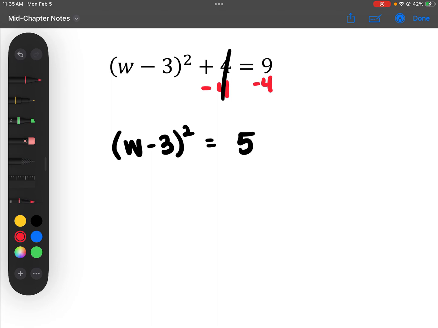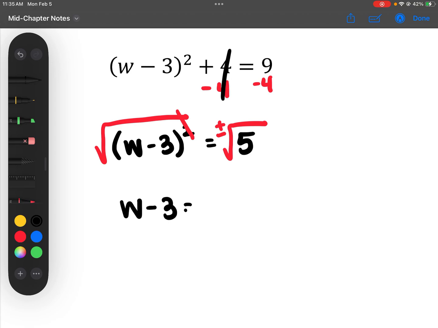Now we're going to get rid of the square and the parentheses by doing the square root. And we have to do it on both sides. And on the other side, we'll have two answers, positive and negative answer. So I've got w minus 3. And then we've got this square root of 5. When you put that in the calculator, it stays square root of 5. So you still have the square root on it.